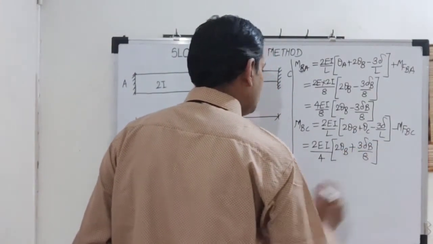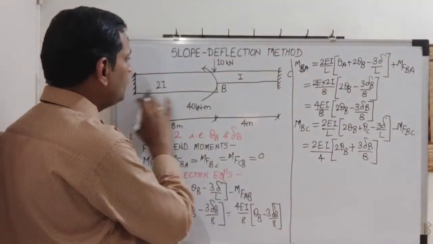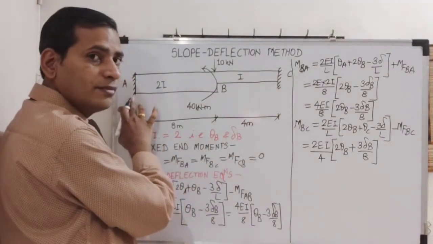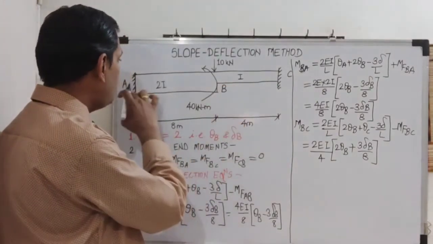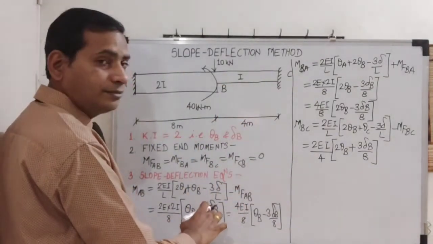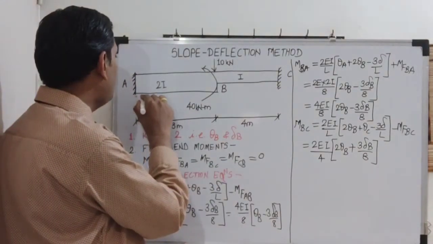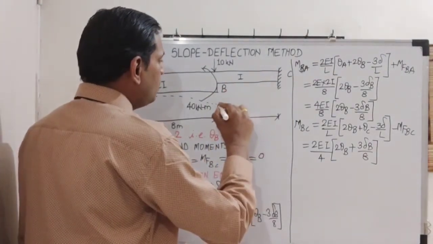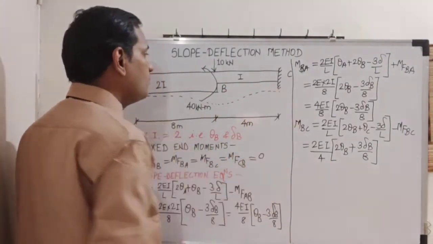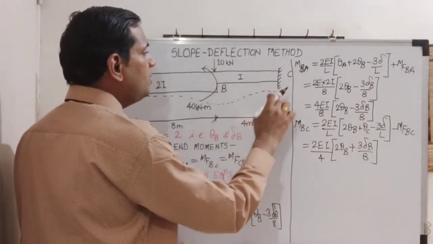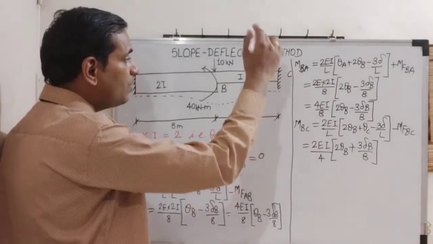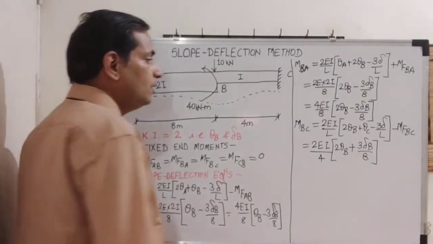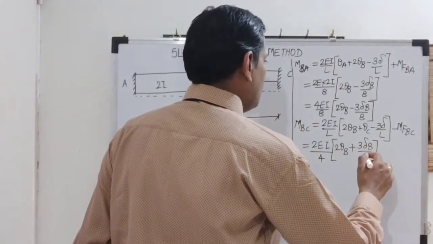Why? Because if you compare A to B, the position of B is down with respect to A. B is going down with respect to A because of delta. But if you compare C corresponding to B, C is up. So when it is upward, 3 delta by L is plus. So this is plus 3 delta B by 4, not 8.